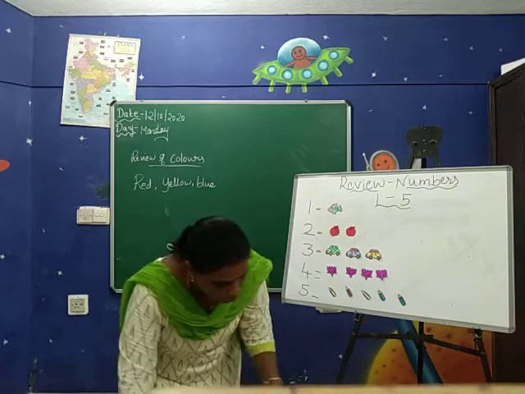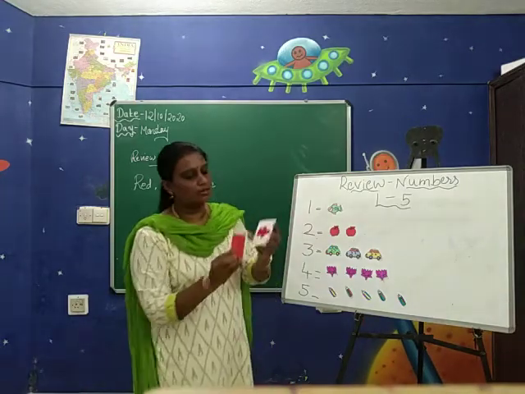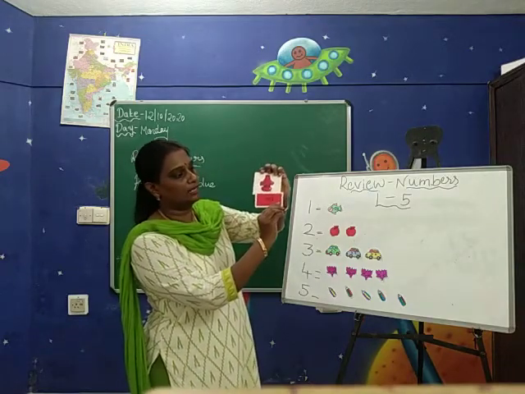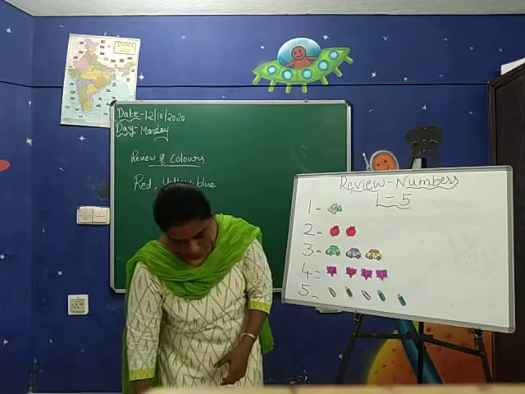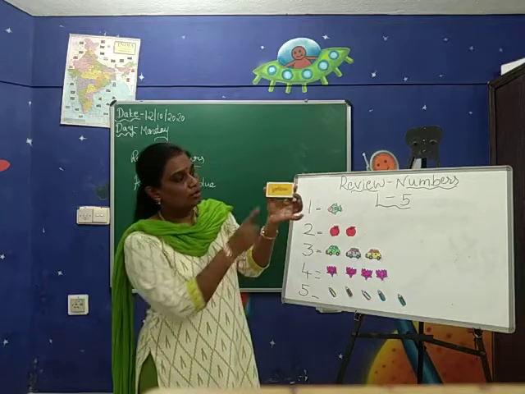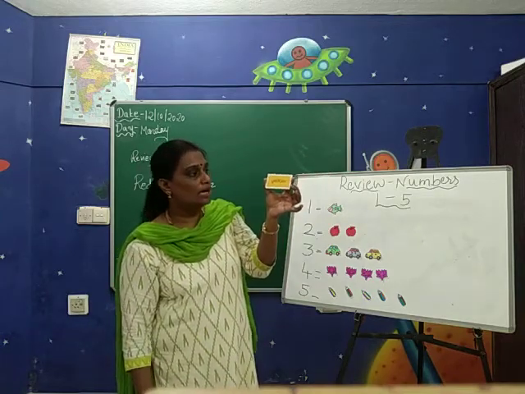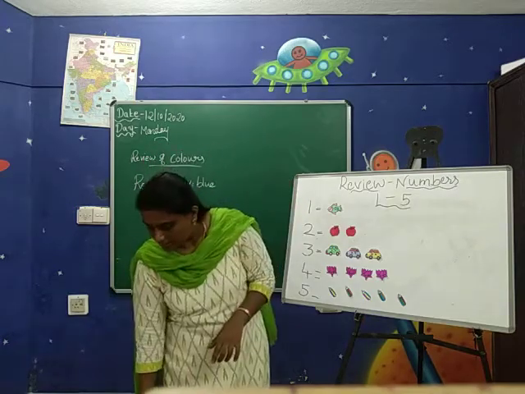Yes, next we will go for the yellow color. One card is there. This is the red color, red color with the red color lamp. Yes, very good. Next we will go for the yellow color. Which color are we learning? What is this, children? Yellow color. Shall we see one red color first?